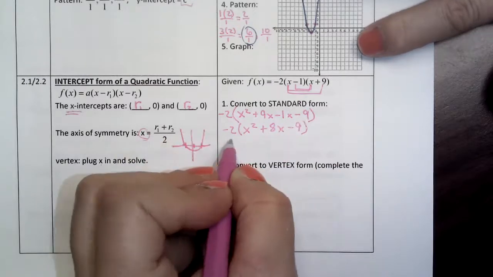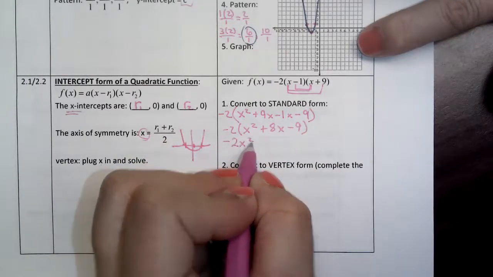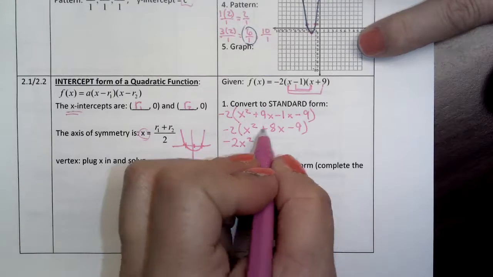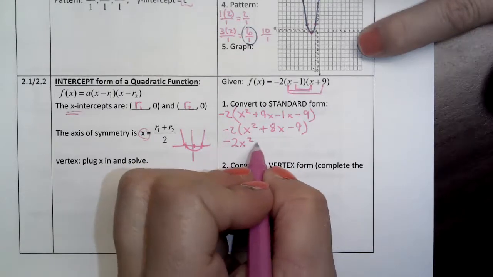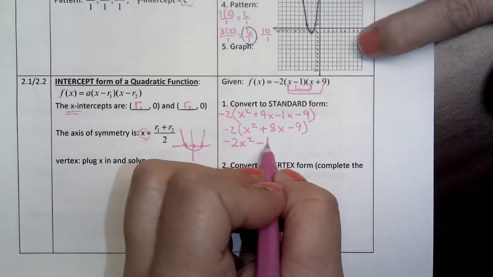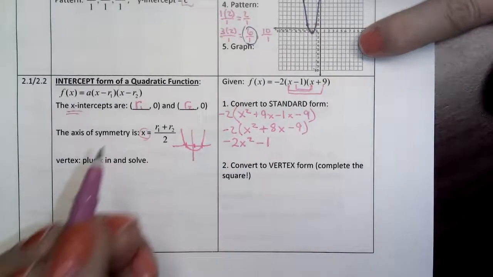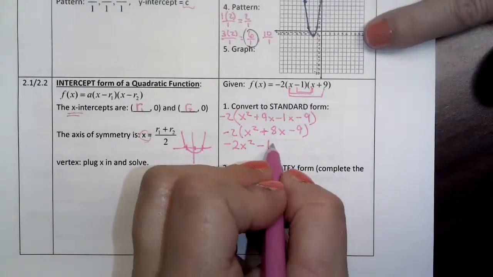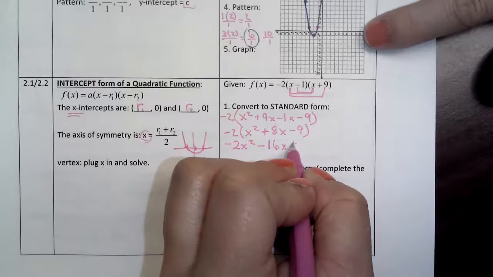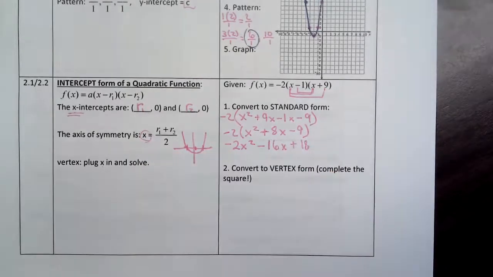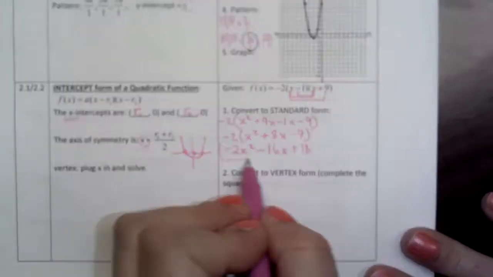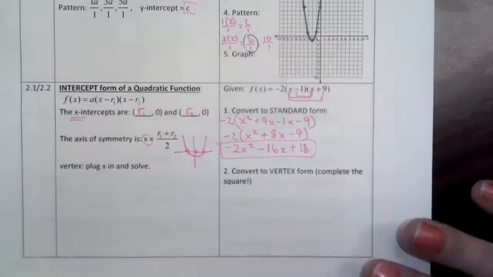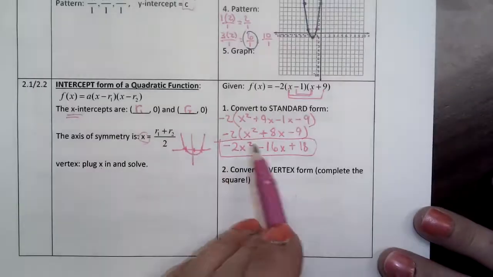And then we're going to multiply that -2 through. So -2x squared, and then minus 8 times -2, minus 16x plus 18. So that is now in standard form. Convert it to vertex form.